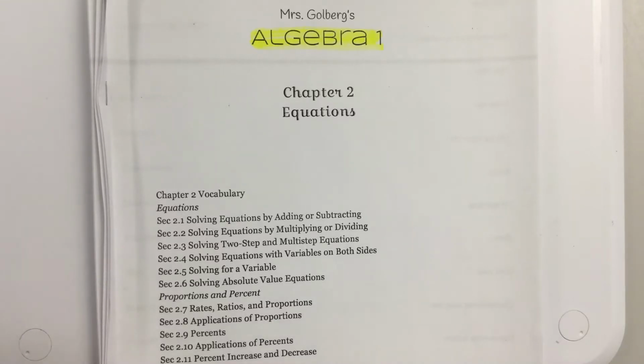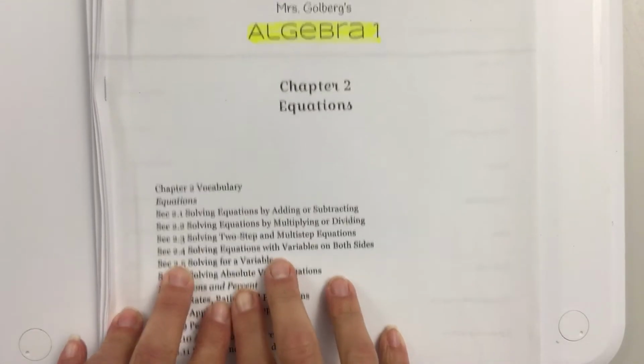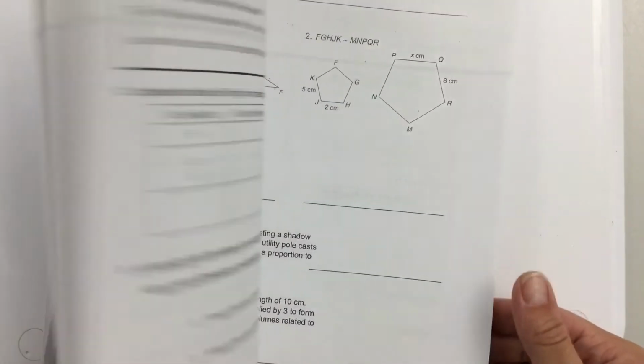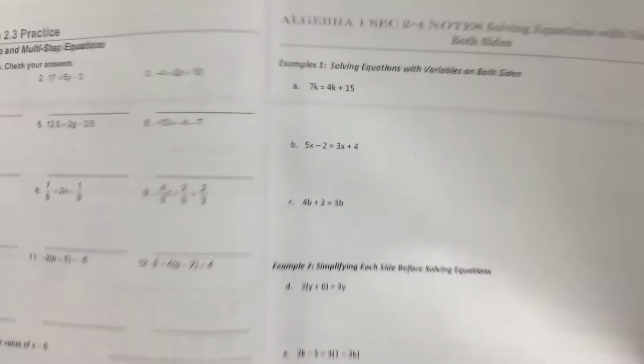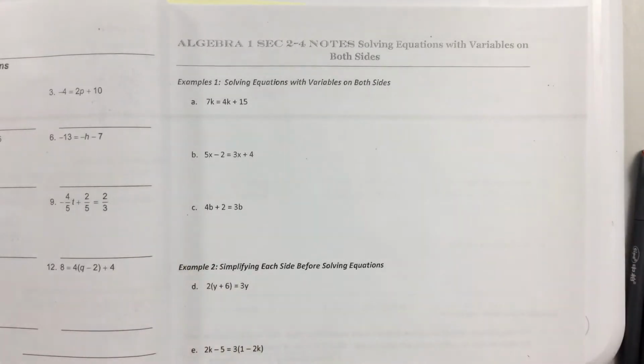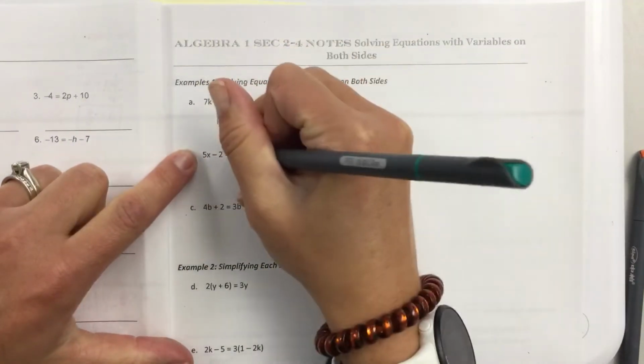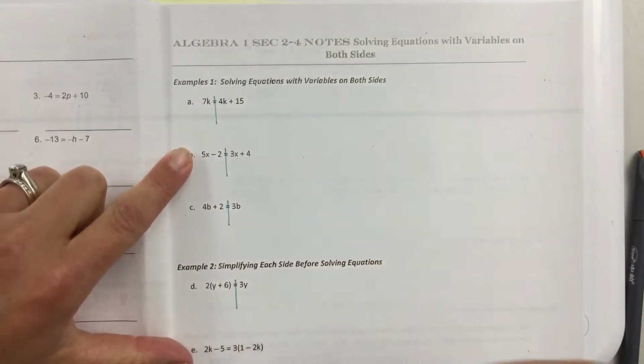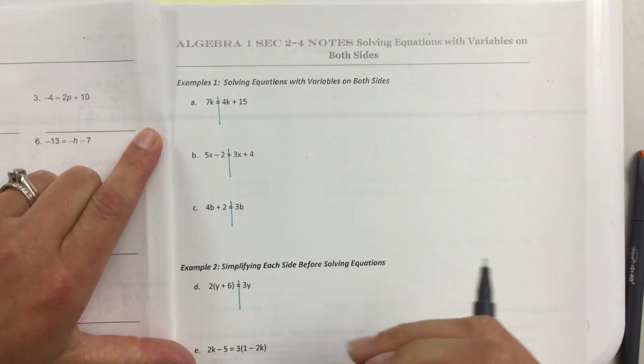Okay, Algebra 1, we are moving on to section 2.4. So combining what you already know, but we are going to be presented with variables on both sides of our equation. Some factors that tend to trick us when we're dealing with this is that sometimes we are combining things and simplifying on each side of the equation, and other times we need to move them.